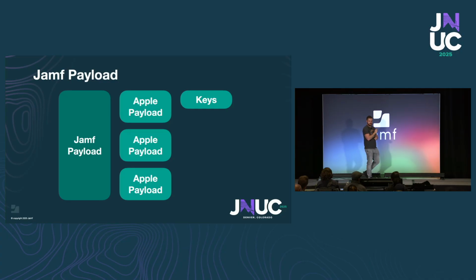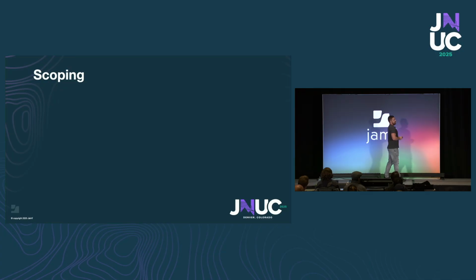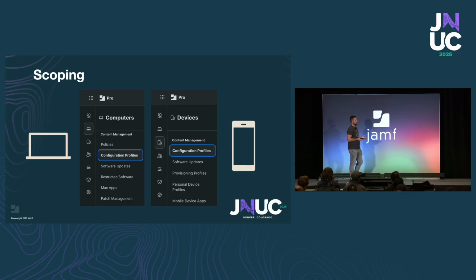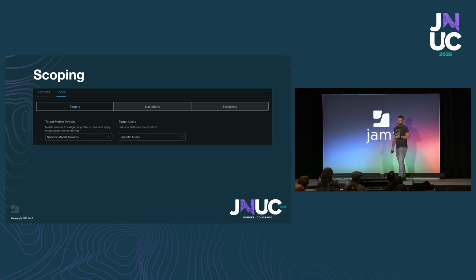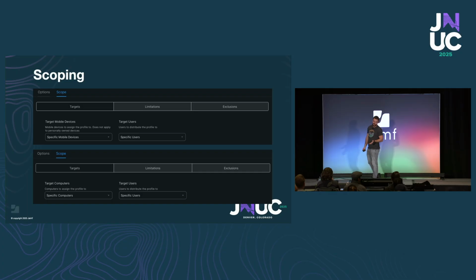So now let's talk about scoping. Scoping differs also from the other approach. In the config profiles 1.0 and 2.0, the first thing you were obligated to do is to choose if you would like to create a computer configuration profile or a mobile device configuration profile. And to define the scope, you need to define the scoping for the computers and separately for the mobile devices. So you needed to do it twice.